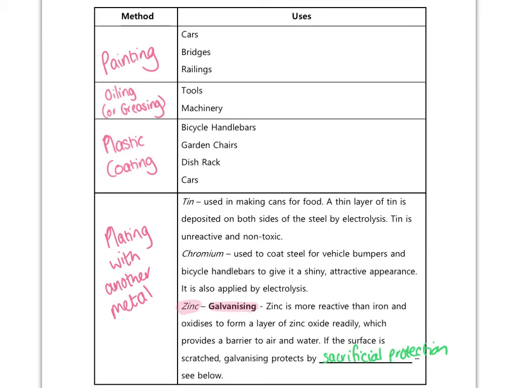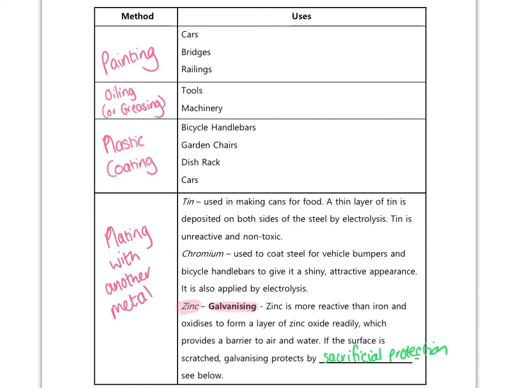So here's your barrier methods. We've got painting, oiling, plastic coating and plating with another metal. Again, all of these methods of rust prevention will provide a barrier between your iron and the oxygen in the water to prevent it from reacting with it, which will prevent rust from forming. And as I say, sometimes in the exam you're asked to choose the most appropriate method for preventing rust.